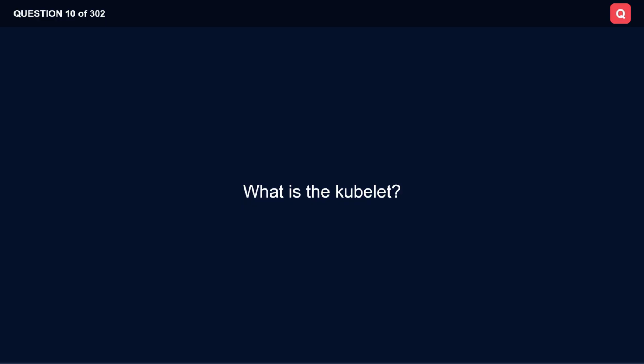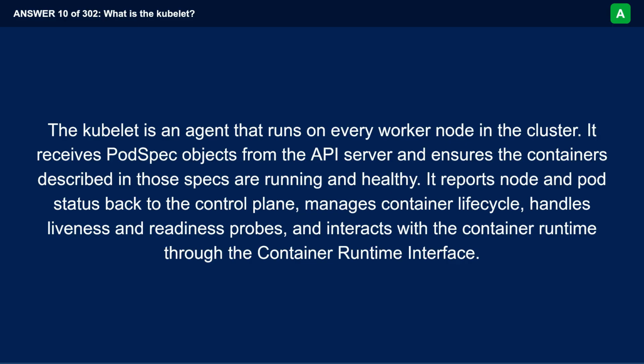What is the kubelet? The kubelet is an agent that runs on every worker node in the cluster. It receives pod spec objects from the API server and ensures the containers described in those specs are running and healthy. It reports node and pod status back to the control plane, manages container lifecycle, handles liveness and readiness probes, and interacts with the container runtime through the container runtime interface.